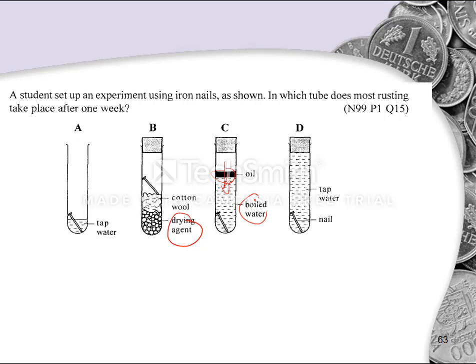So oxygen cannot enter means that there's no oxygen gas. So water alone will not cause rusting. So B and C both will not rust. Now the last one, the tap water.